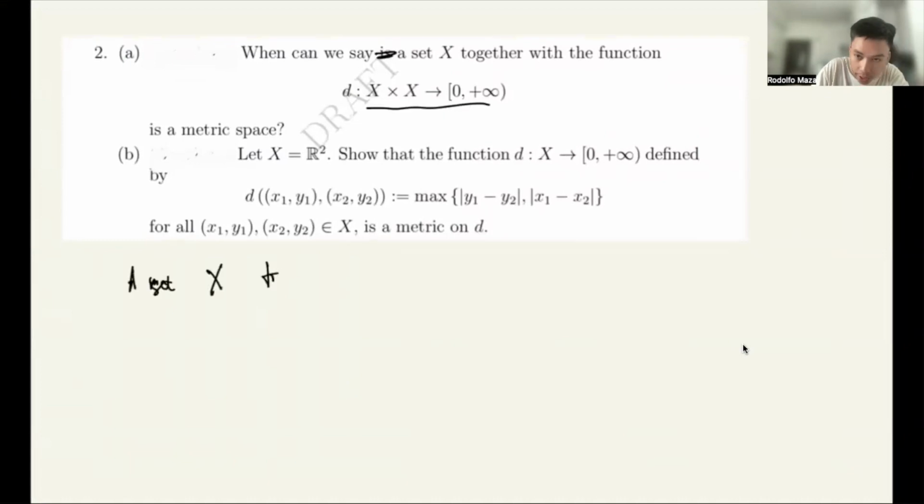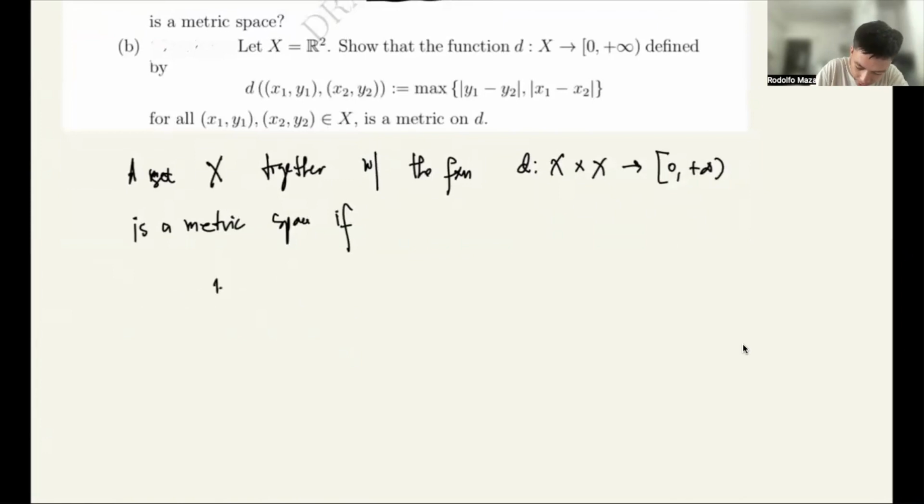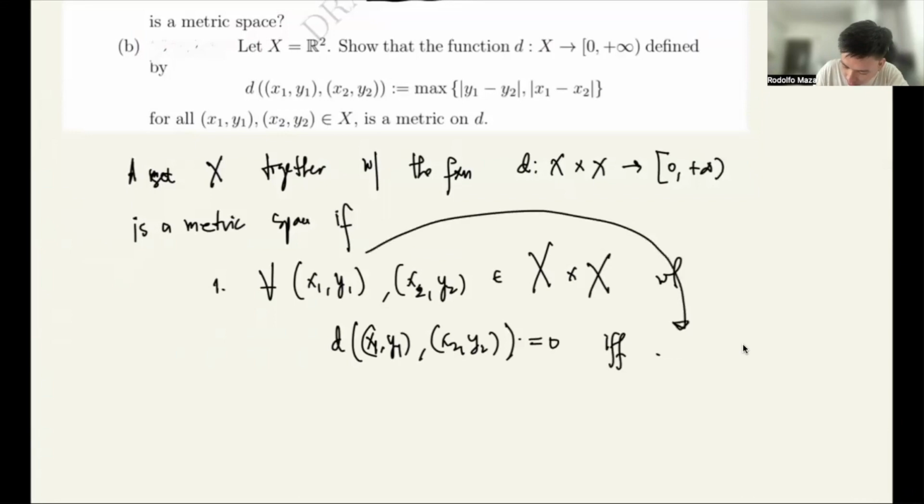A set X together with the function d: X cross X to [0, infinity) is a metric space if the following are completely satisfied. Number 1, for every (x1, y1) and (x2, y2) in X cross X, d of (x1, y1), (x2, y2) is 0 if and only if they are equal.